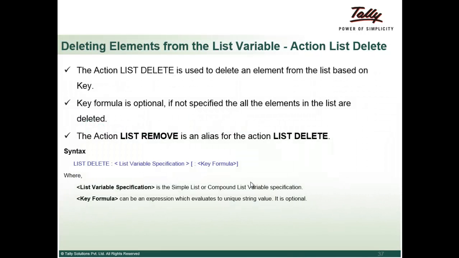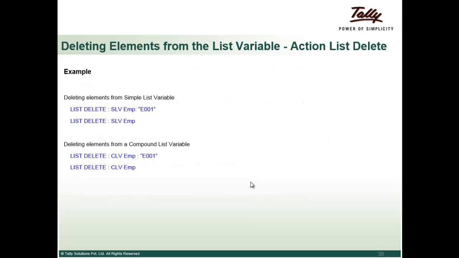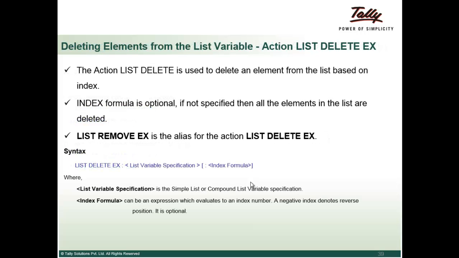Next we saw the delete. How do you delete from the list variable? First we saw the action list delete, which deletes from the list variable based on the key. If you specify a key in the syntax, then the element having that key will get deleted, and if you don't specify any key, then the whole list variable gets deleted. Then we went to list delete x, where you delete the element of the list variable based on the index.